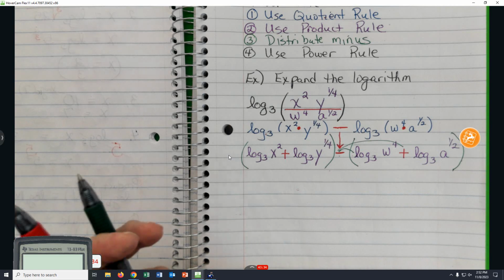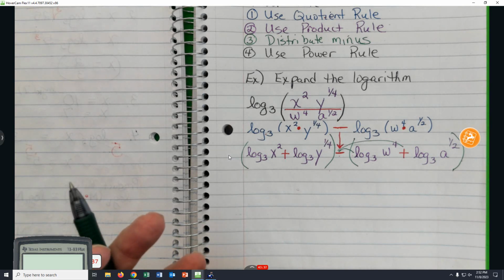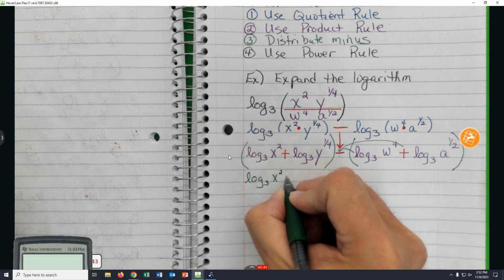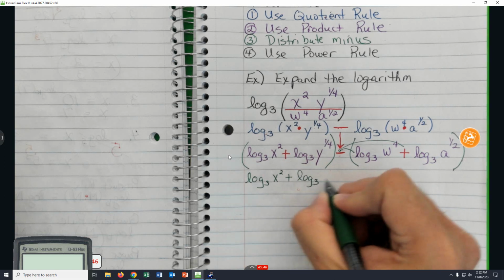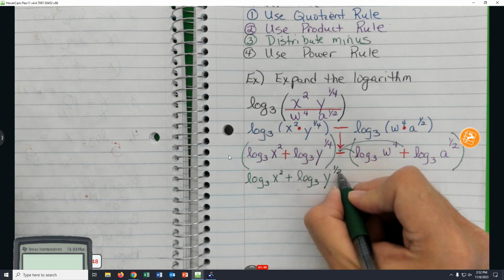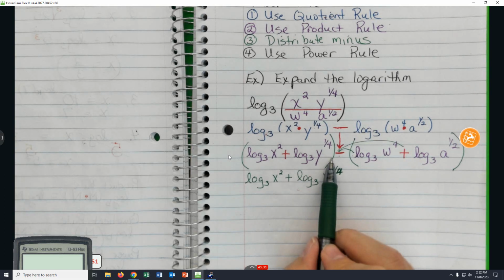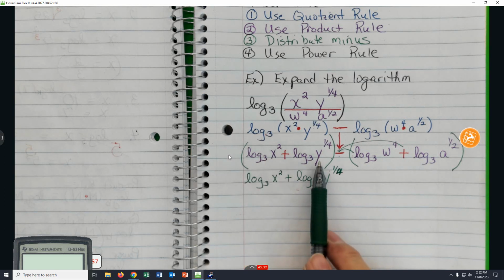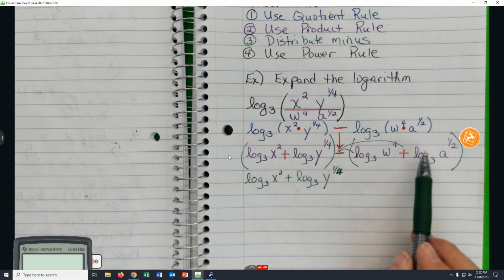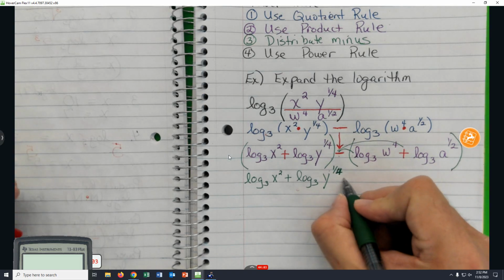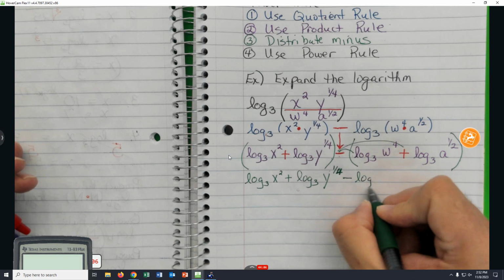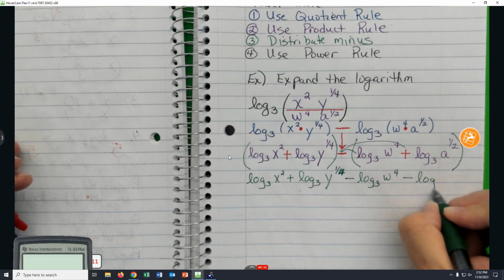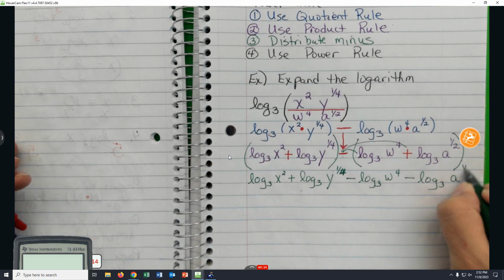Okay. Now, so I have log base 3 of x squared plus log base 3 of y to the 1/4, I'm sorry. I don't need those parentheses there. There's nothing to distribute except a +1. But here, we distribute the minus, so I'm now going to have two minus signs. Minus log base 3 of w to the 4th, and another minus log base 3 of a to the 1/2.